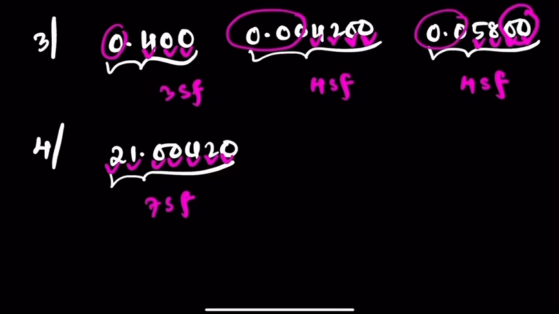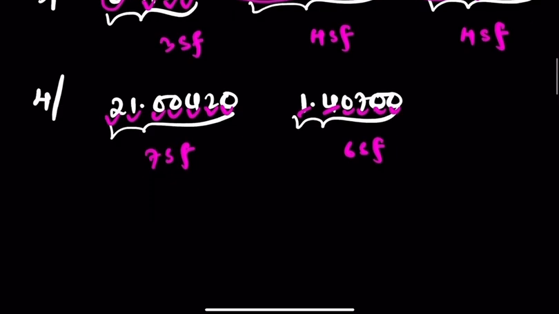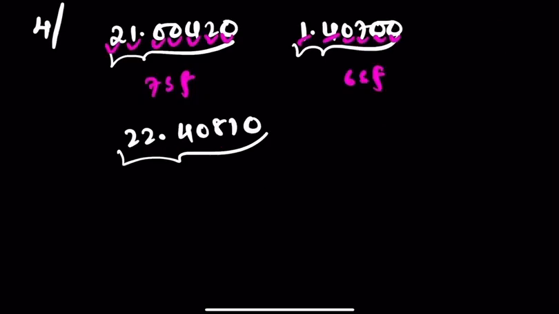Another example, 1.40700. It has 1, 2, 3, 4, 5, 6. It has six significant figures. Since our number starts with the whole number 1, we'll count all the zeros in this number. Another example, 22.40810. Count all the digits 1, 2, 3, 4, 5, 6, 7. So this has seven significant figures. So we are counting all the zeros because our decimal is starting with a whole number.